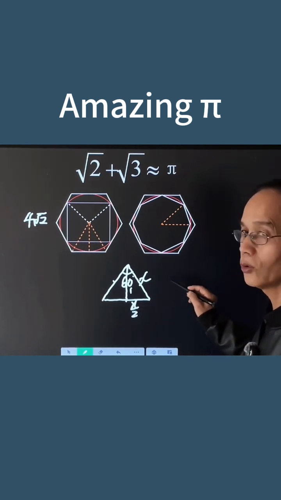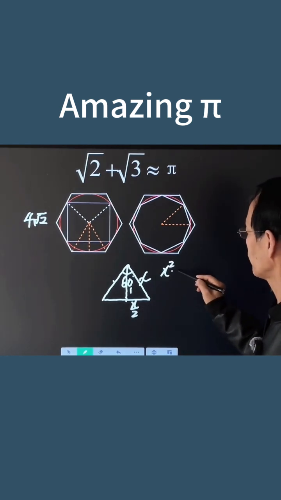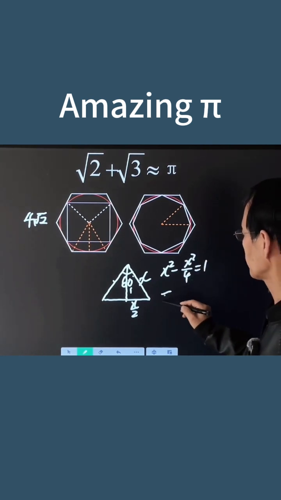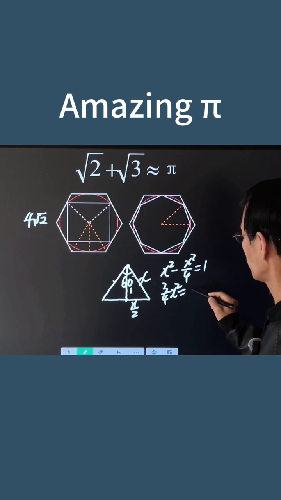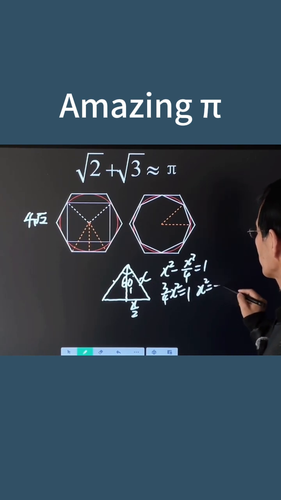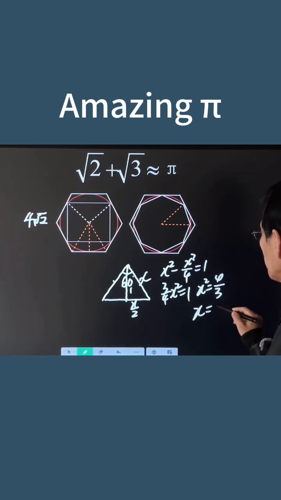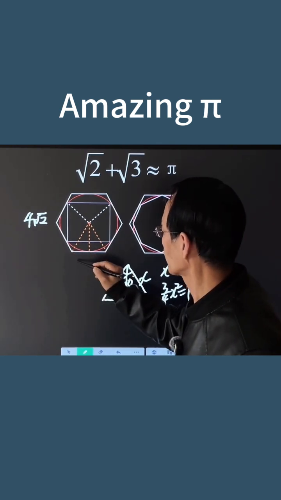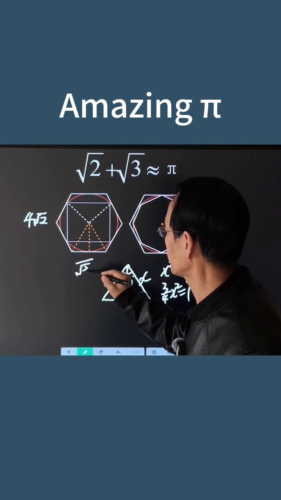According to the Pythagorean theorem, x squared minus x squared divided by 4 equals 1. So 3/4 of x squared equals 1. So x squared equals 4/3. Therefore, x equals the square root of 4/3. Okay, so what is the length of its side? Each side is the square root of 4/3.